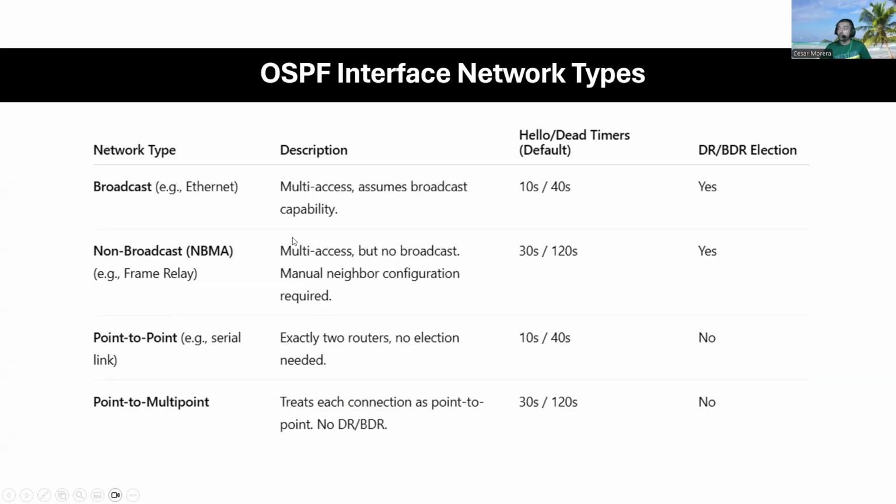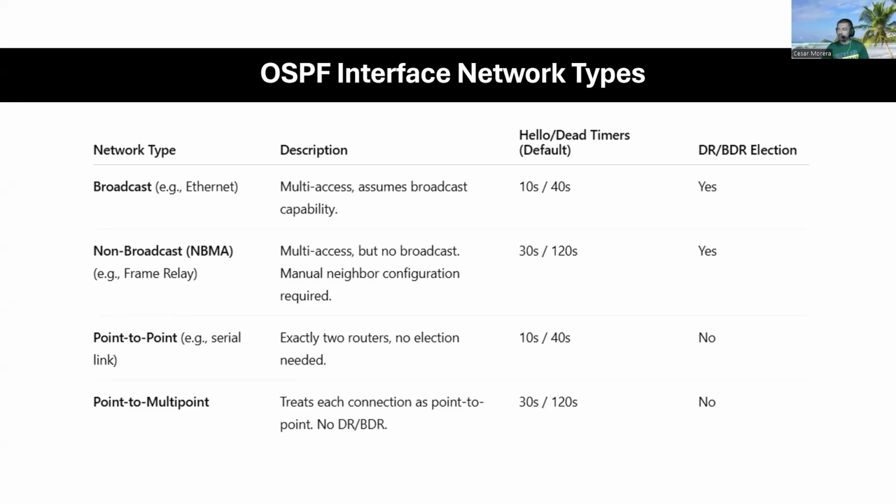Okay, this is also important when we're talking about hello and dead timers. By default, for broadcast it is 10 seconds and 40 seconds. For non-broadcast it is 30 seconds and 120 seconds. For point-to-point it is 10 seconds and 40 seconds. And for the network type point-to-multipoint it is 30 seconds and 120 seconds. We're talking about hello and dead intervals, the default timers. The default configurations are those we have just mentioned.